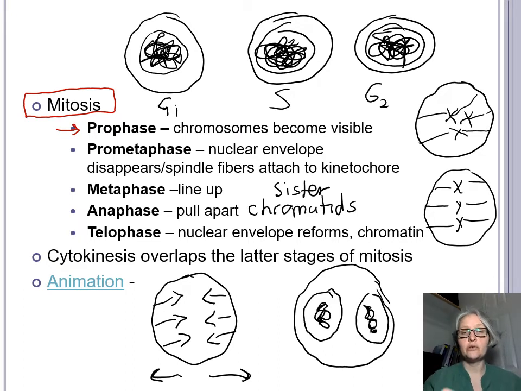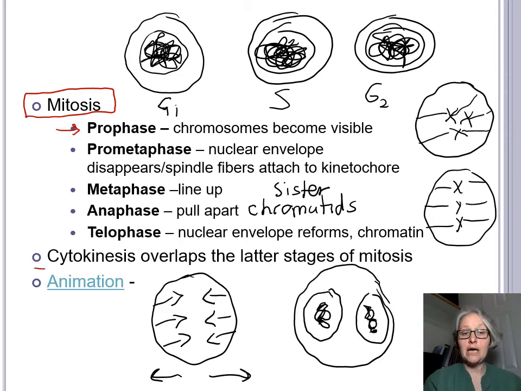So mitosis, those beautiful black pictures we just drew around the edges of the screen, is what's going on in the nucleus. In prophase, the chromosomes become visible. In prometaphase, the nuclear envelope disappears and the spindle fibers attach to the kinetochores. In metaphase, your chromosomes line up. In anaphase, the sister chromatids pull apart. And then in telophase, the nuclear envelope reforms and the DNA goes back to chromatin form.